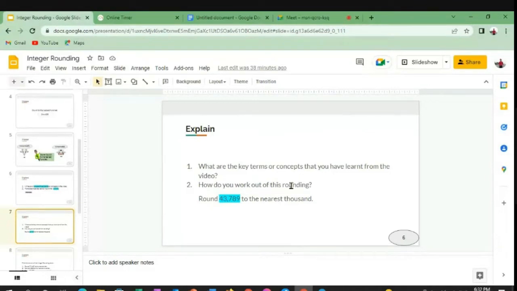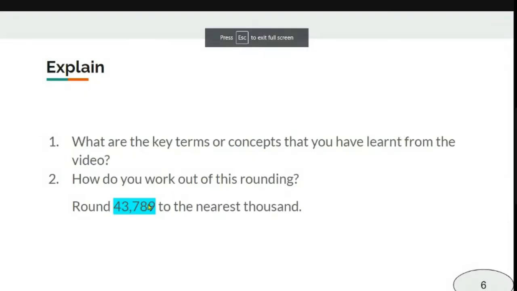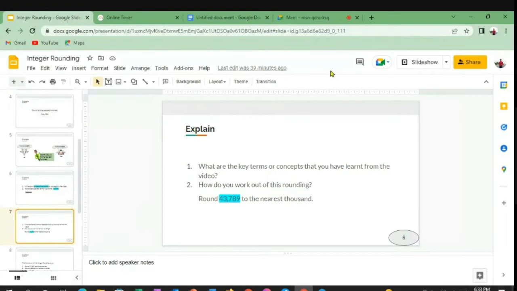How do you work out this rounding? Please do this exercise, teacher. We'll give you the whole slide. Round this number to the nearest thousand. Is it 44,000, teacher? Yeah, 44,000. Maybe your answer is right.